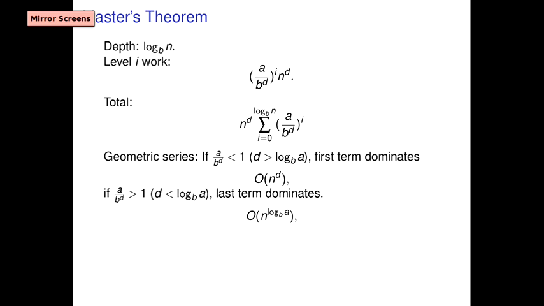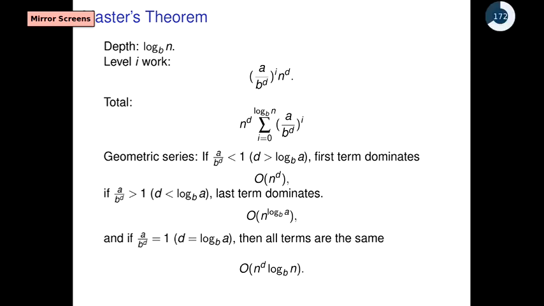I'll give you the examples again. In one of the problems, b was 2 and a was 4, so we got an n squared. In another one of the problems, b was 2 and a was 3, and we got n to the log base 2 of 3.